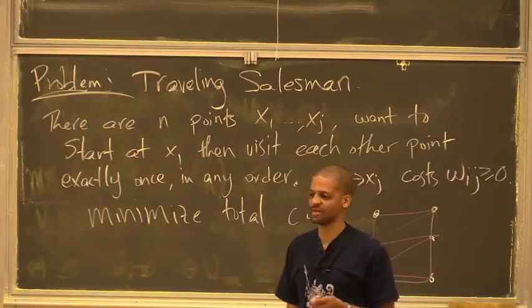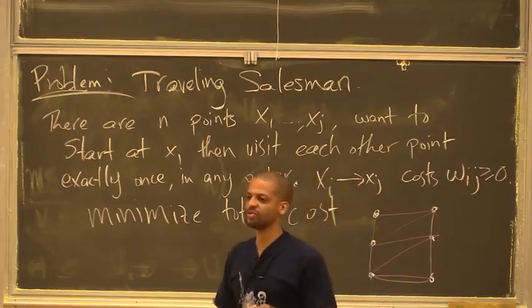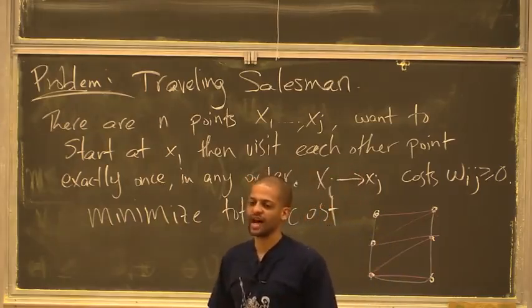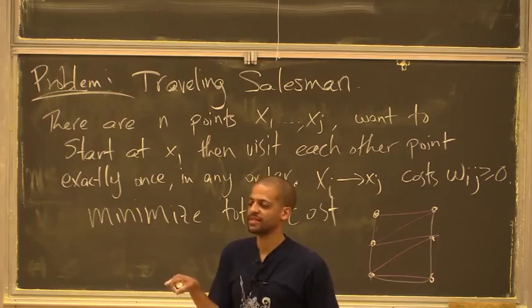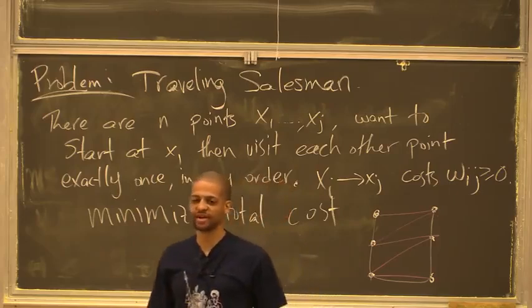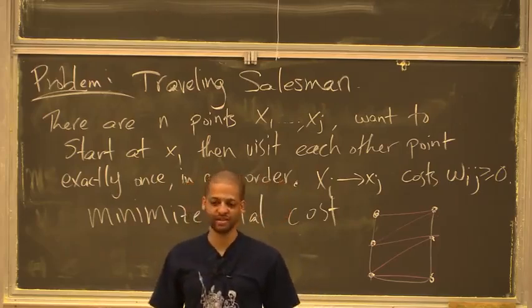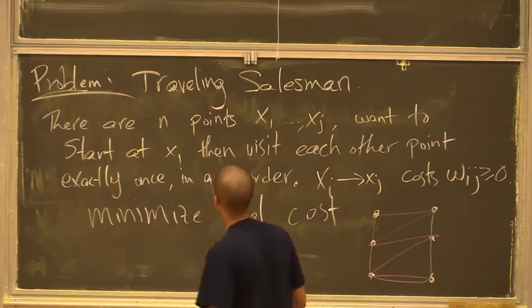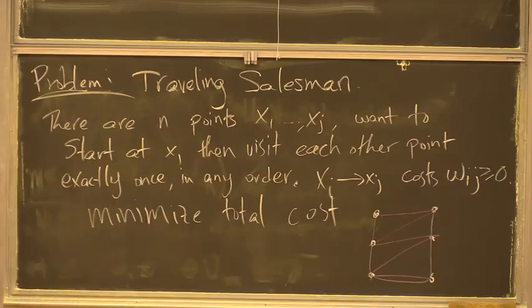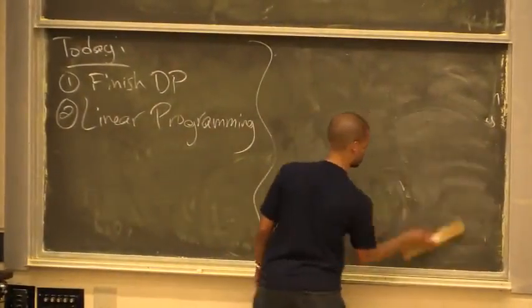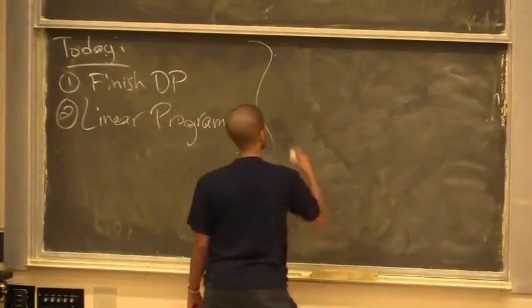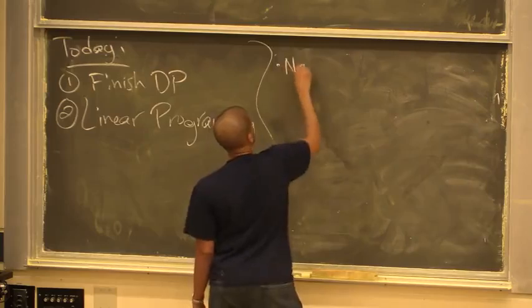Yeah, n-1 factorial, right? And then for each one of those ways, I need to sum up the distances along that path, which takes me n time. So my total time is roughly n-1 factorial times n, which is n factorial. So the naive approach would be n factorial time. Naively, n factorial time.